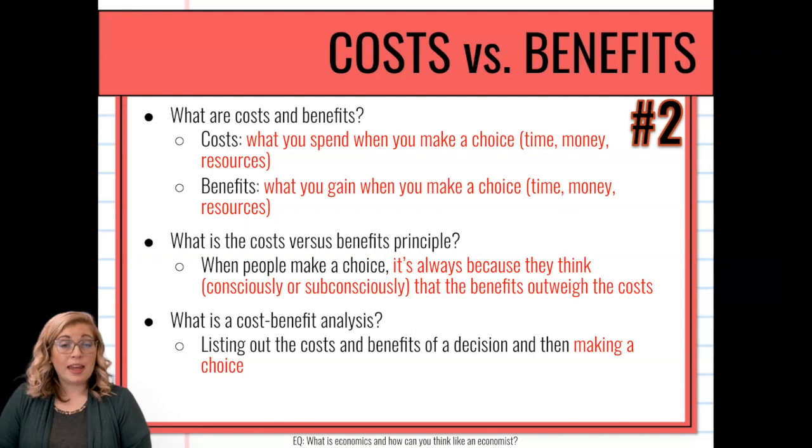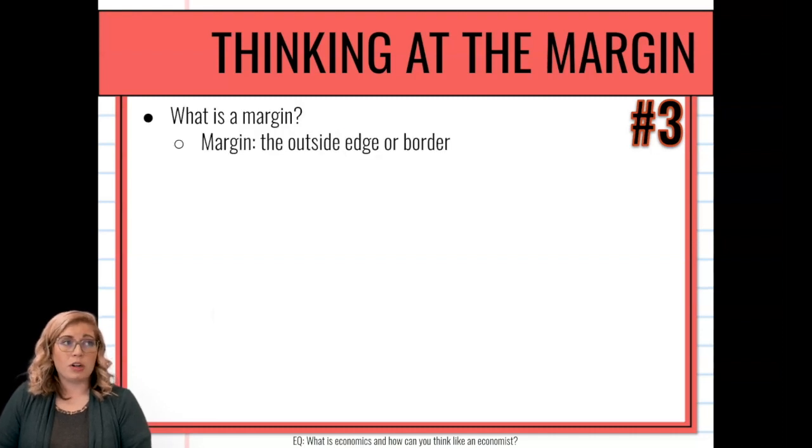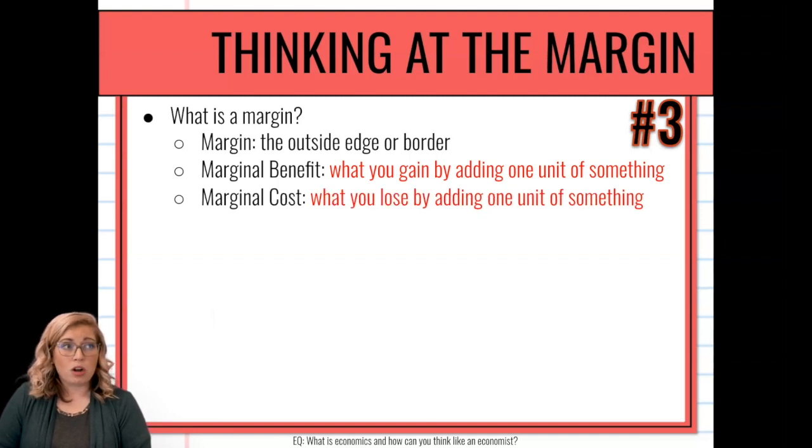Number 3, thinking at the margin. If you think about margins in a paper, teachers might say, have a 1-inch margin. Your margin is the outside edge or a border. So when we think at the margin, we're thinking at the edge of it. We have marginal benefit and marginal cost. Marginal benefit is what you gain by adding 1 unit of something. Marginal cost is what you lose by adding 1 unit of something. Again, that unit could be a unit of time, a unit of money, some sort of resource.